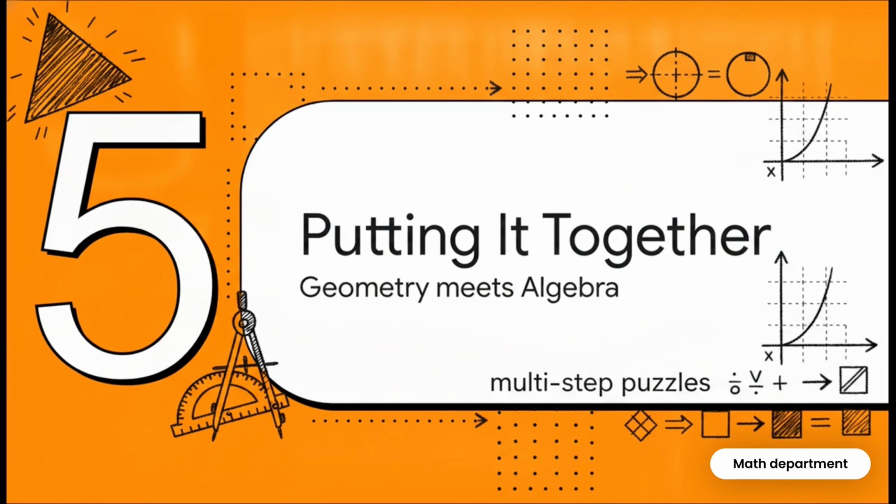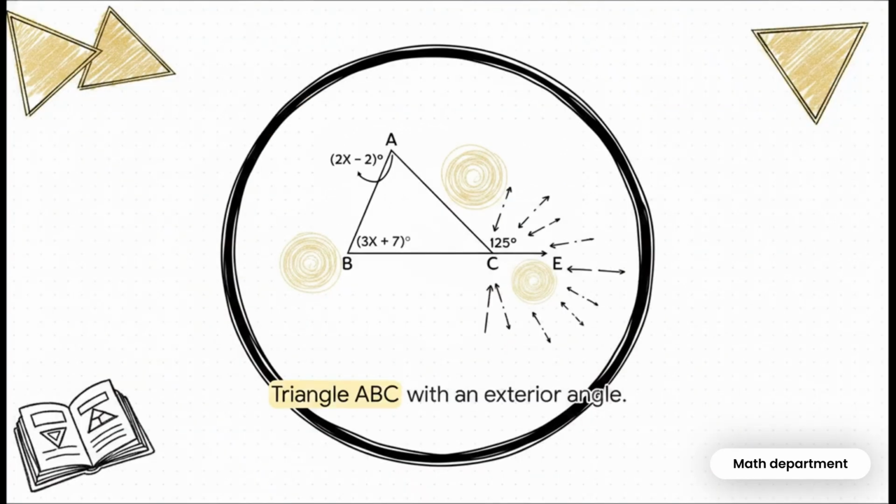Section 5, Practice, putting it together. All right, you have all the tools. Take a look at this homework problem. This is a common exam question, and teachers love it because it forces you to use multiple skills at exactly the same time. We have an exterior angle of 125 degrees at vertex C, and our two opposite interior angles at A and B are written as algebraic expressions, 2x minus 2 and 3x plus 7.